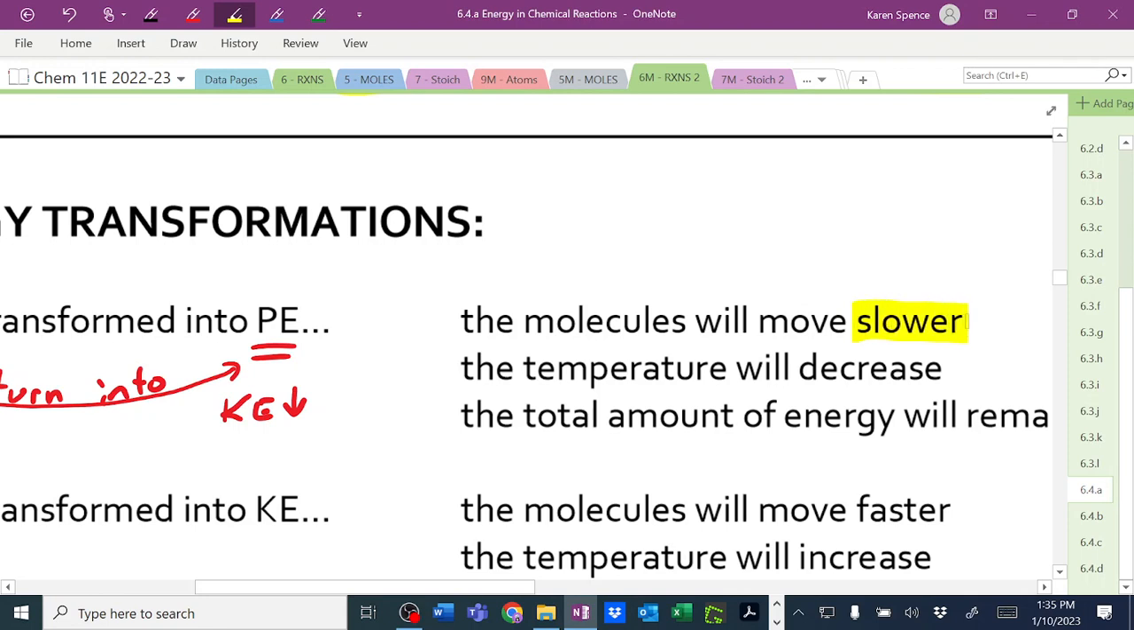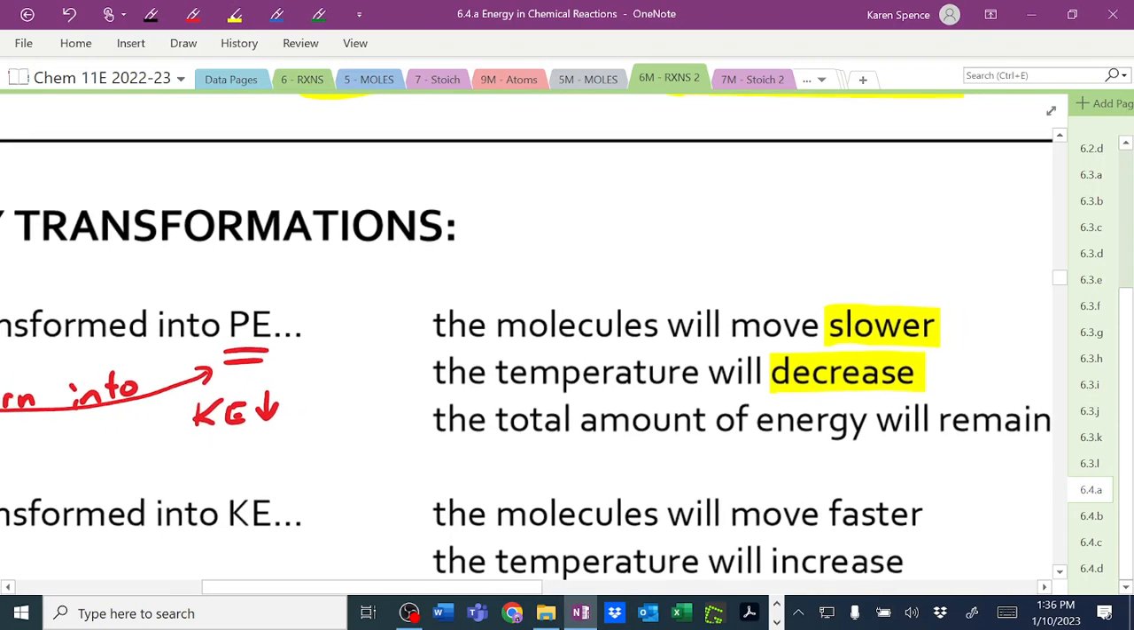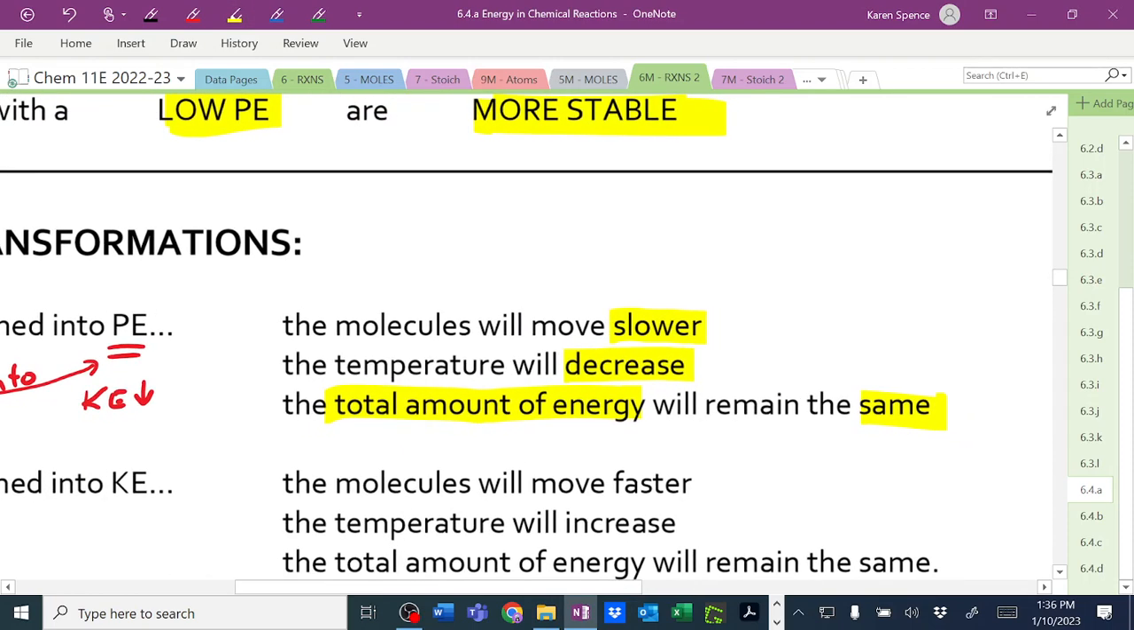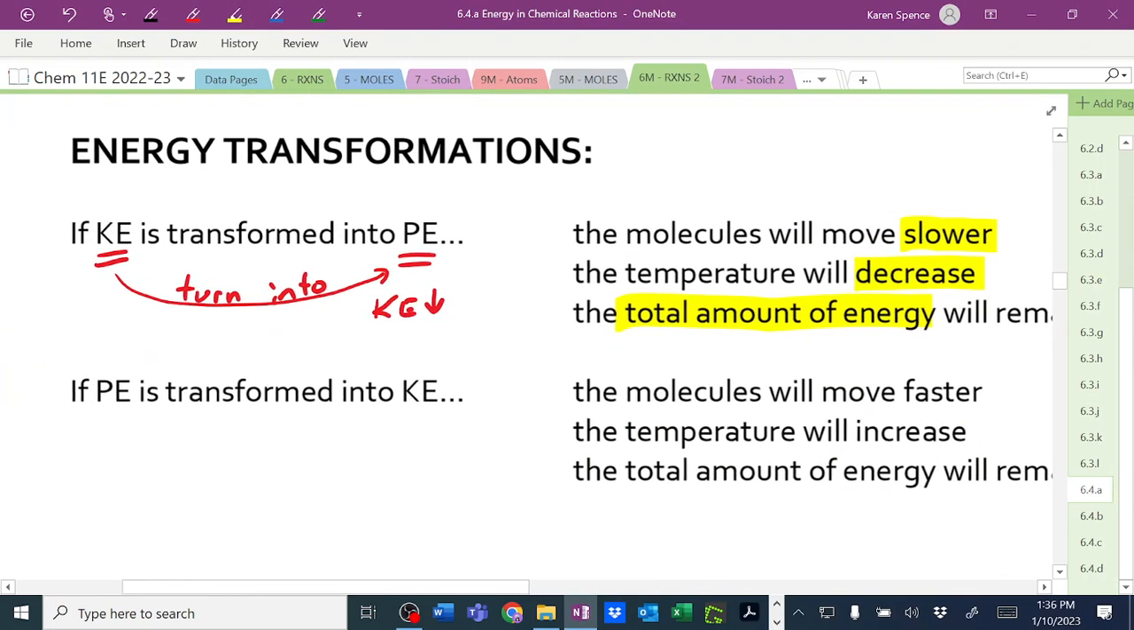And if the molecules are moving slower, the kinetic energy is lower. What's happened to the temperature? The temperature has decreased. And the total amount of energy will, of course, stay the same. Okay? Total energy will stay the same. Now, the opposite will happen if we turn some potential energy into kinetic energy.